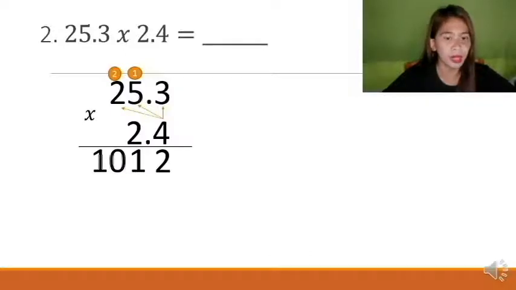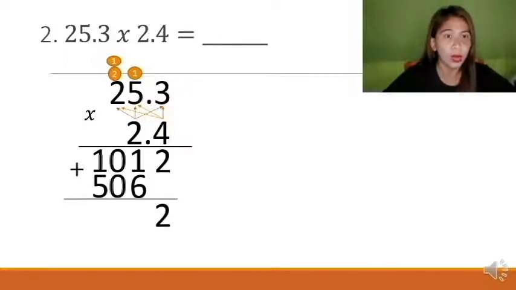2 times 3, umanon ka sa 4, so ni 2 na sadta. 2 times 3, the answer is 6. Now, 2 times 5, the answer is 10. So, bring na kag 0, and then carry ka og 1 dito sa 2. So, now, 2 times 2 is 4 plus 1. The answer is 5. And then, add. 2 plus 0 is 2. 1 plus 6 is 7. 0 plus 0 is 0. 1 plus 5 is 6. And now you have 6, 0, 7, 2.